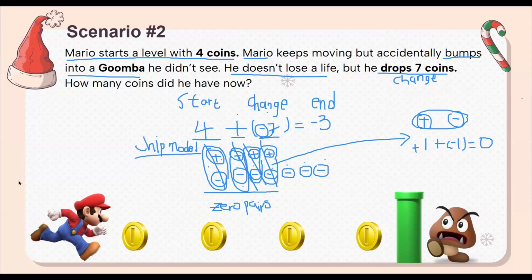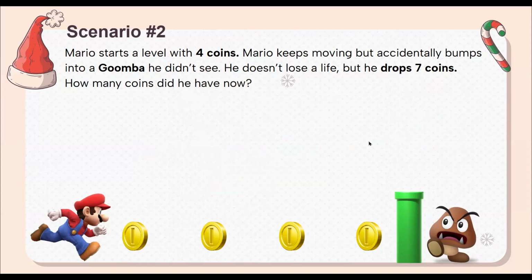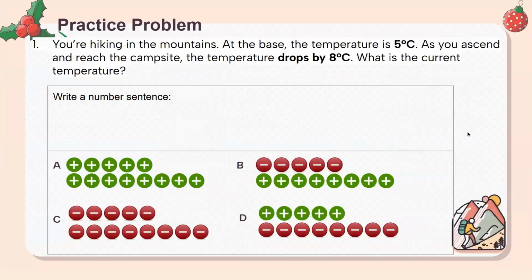Thank you for all your amazing effort to help me write the number sentence and the chip model. Now, let's do some practice problems. So here is your first practice problem. You are hiking in the mountains. At the base, the temperature is 5 degrees. As you ascend and reach the campsite, the temperature drops by 8 degrees. The question is asking, what is the current temperature?